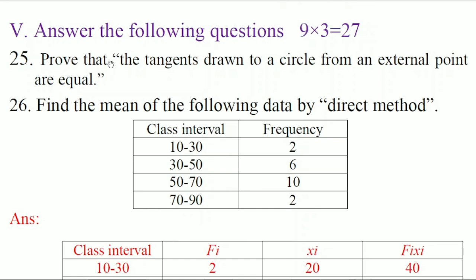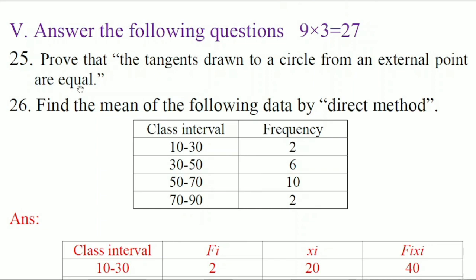25th question. Prove that the tangents drawn to a circle from an external point are equal. So here they asked the theorem for 3 marks. Don't forget, totally 8 or 9 marks. In this question paper they asked for 9 marks: 1 mark for the statement in the second main, 3 marks in fifth main and 5 marks in the last main. So don't forget, if you learn the theorem, you will get 8 to 9 marks.